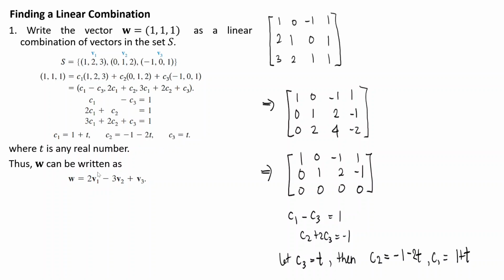So therefore, if we substitute that in here, we can use the w, so we can write w as 2 times v sub 1. So this is our c sub 1, and then minus 3 v sub 2, this is c sub 2, plus v sub 3. We have c sub 3 equals 1. So we see that w can be written as a linear combination of these vectors.